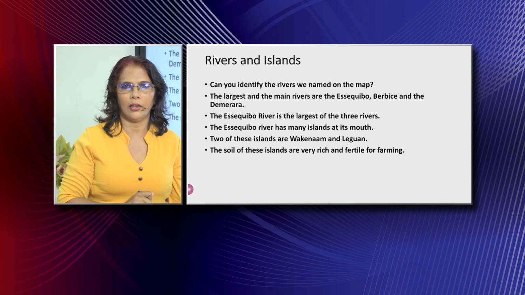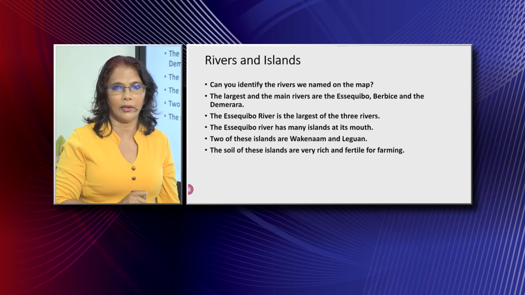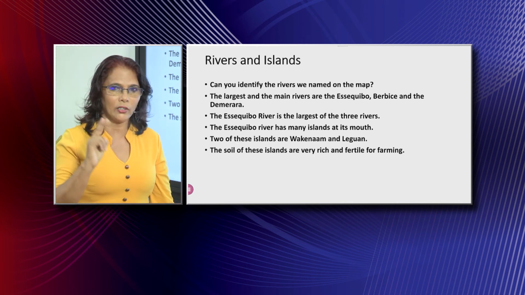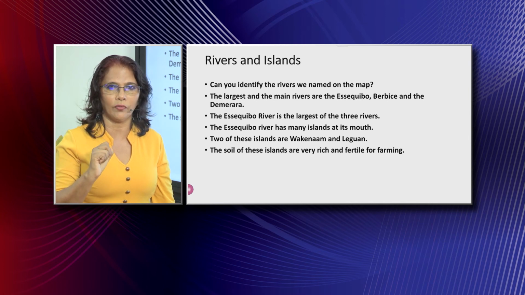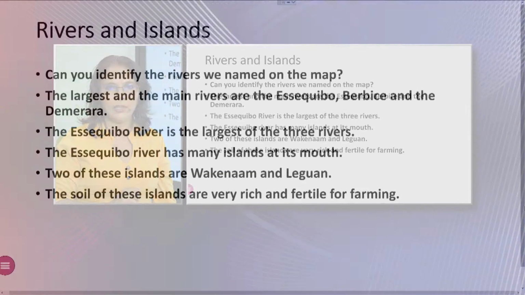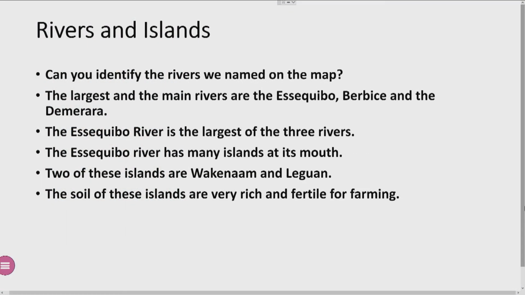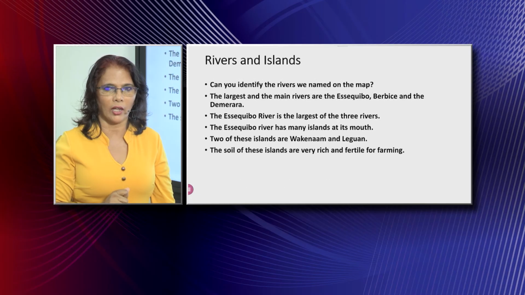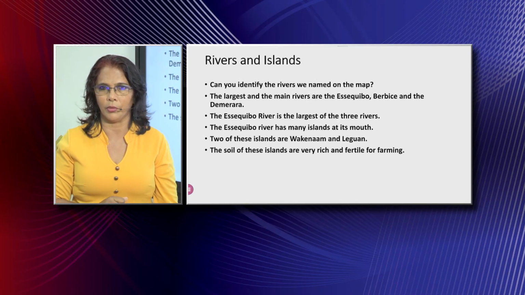Two of these islands are Wakenaam and Leguan. What are two islands found at the mouth of the Essequibo River? They are Wakenaam and Leguan. The soil of these islands is very rich and fertile for farming.